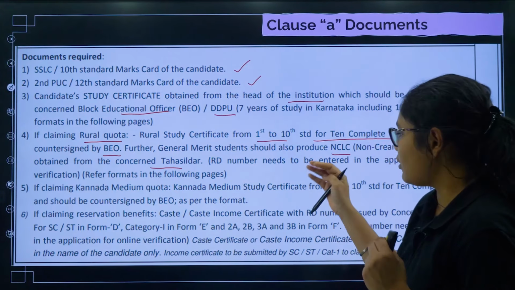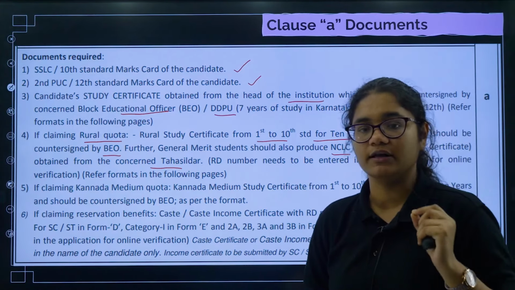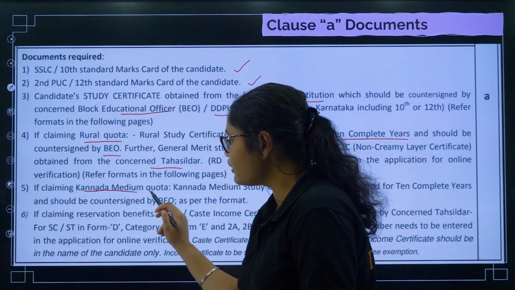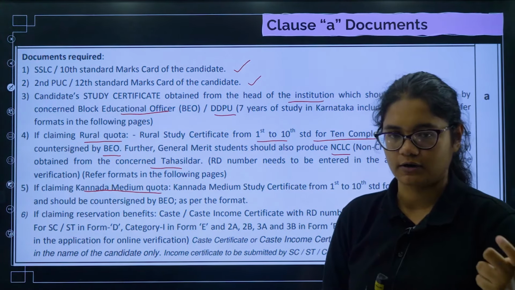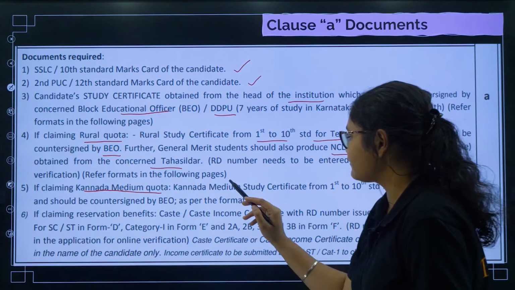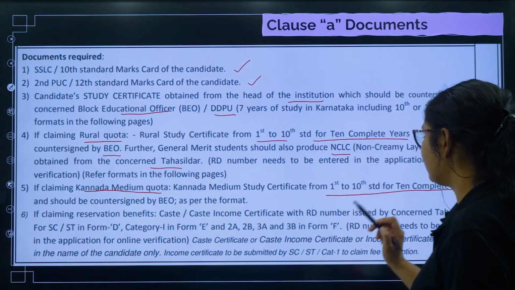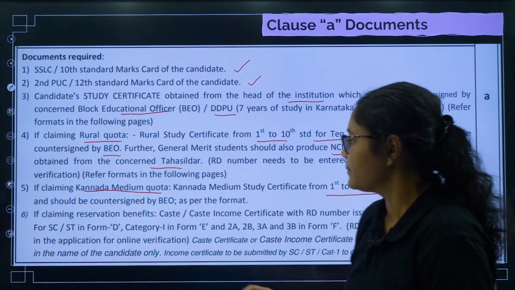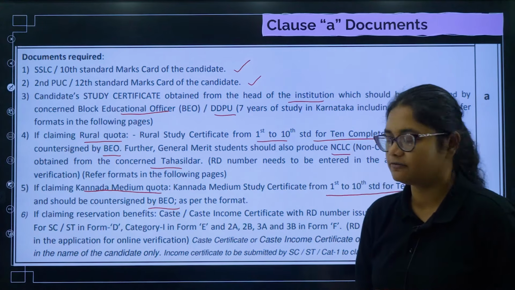Now, RD number: in all the certificates you will have an RD number, and this RD number is very important in your application form. Next, if you want the Kannada medium quota, if you are opting for this medium, then you should have a Kannada medium study certificate from 1 to 10 years, for 10 complete years. So you should have completed 10 years in Kannada medium, and it should be countersigned by the BEO as per the format.